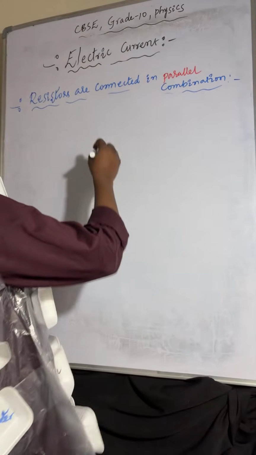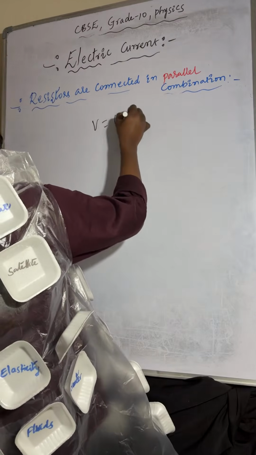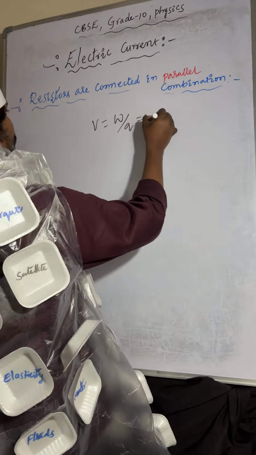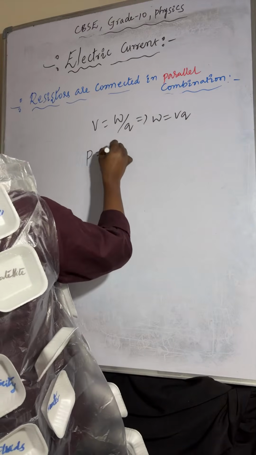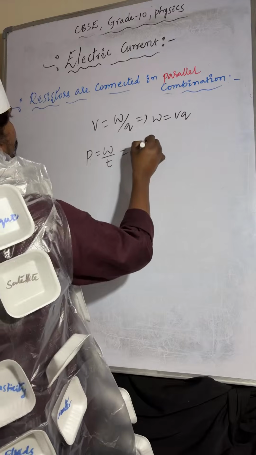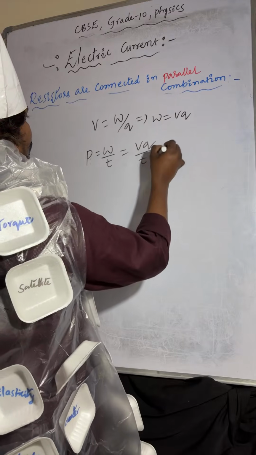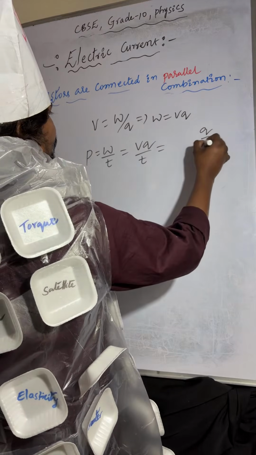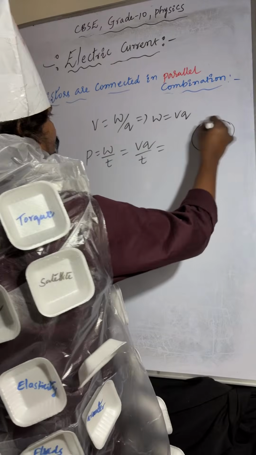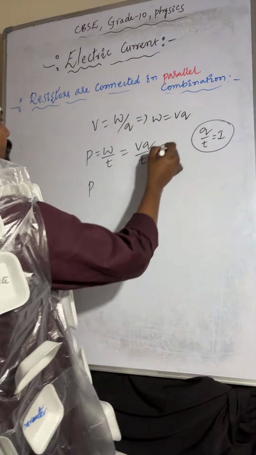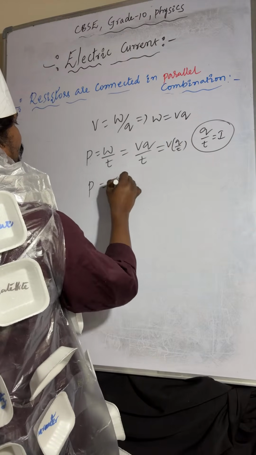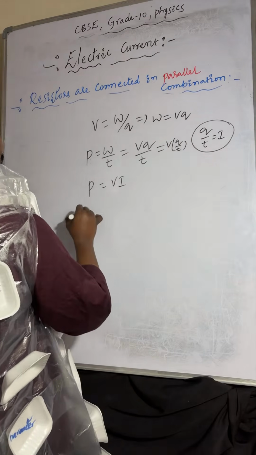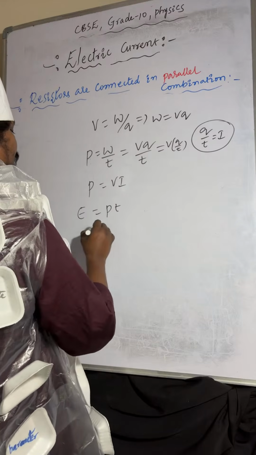So the potential V equal to W by Q, so W equal to V into Q. Power equals the rate of doing electrical work, that is VQ by T. We know that Q by T is I. So P equal to V into Q by T, that is nothing but VI. So electrical energy equal to P into T.